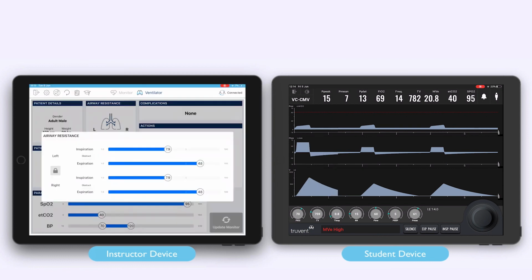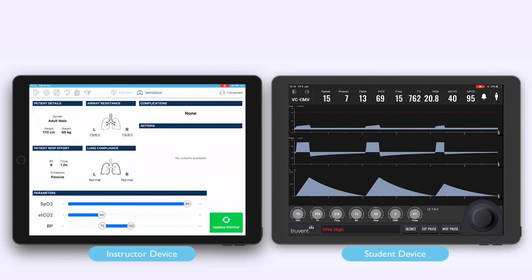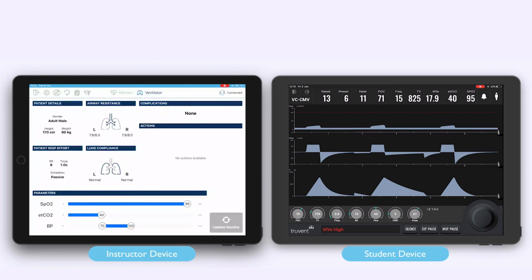Furthermore, as they administer or suggest administering bronchodilator therapy, the instructor can gradually reduce the airway resistance during exhalation, and this will have an appropriate clinical effect on the waveforms during exhalation. You can see that the maximum flow rate during the negative part of the flow curve is much higher as there is less resistance to exhalation.